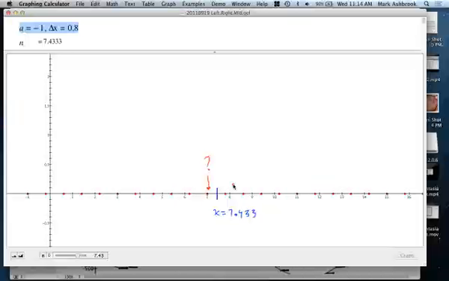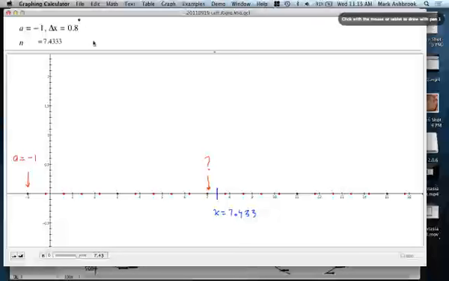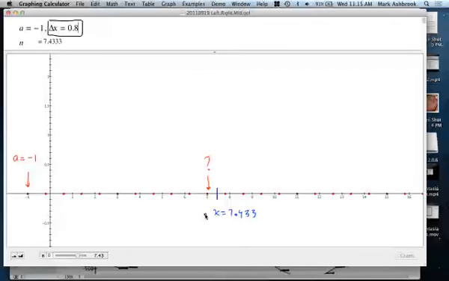What's the width? 0.8. A is the starting value. So you can make this your first scenario: A is -1, delta x is 0.8, and the current value of x is 7.433. So figure it out. How would you get the value of x at the left endpoint?